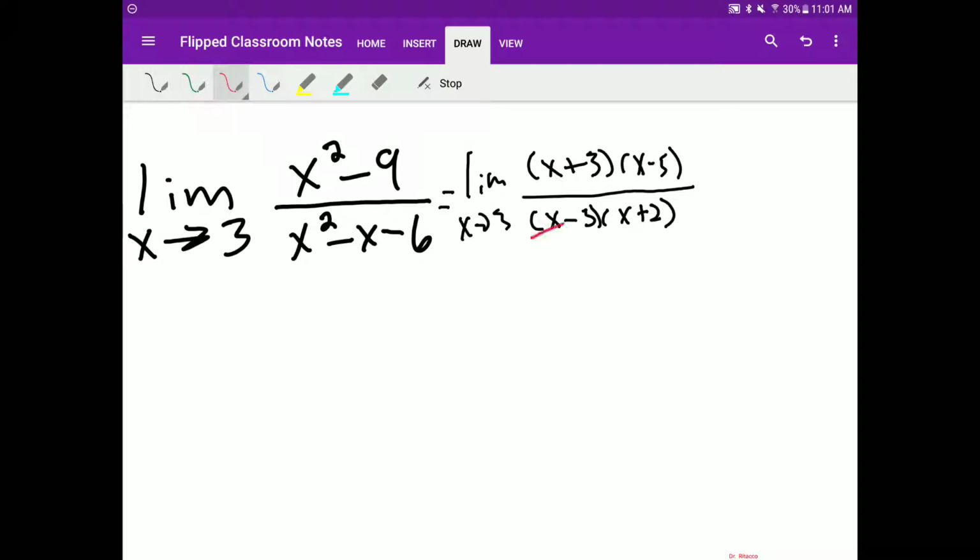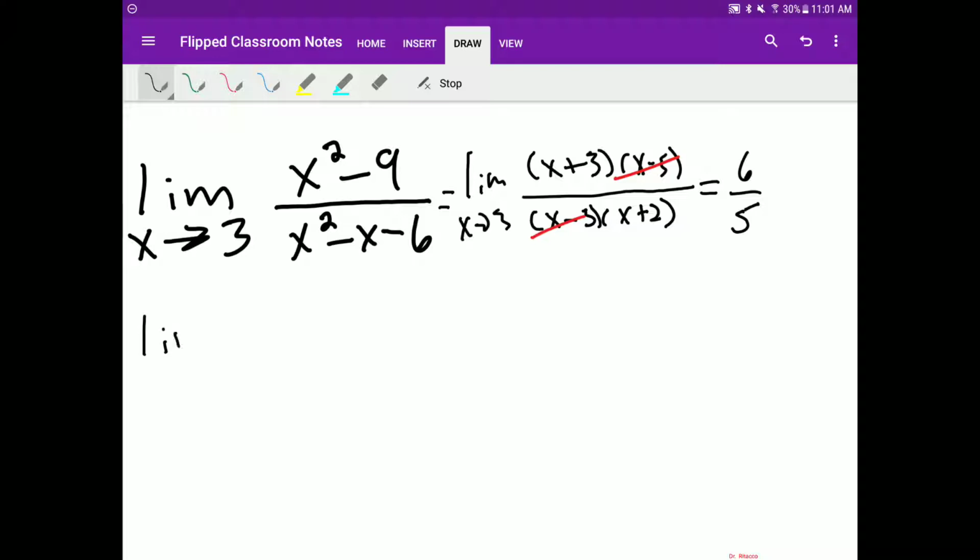And then we'd get a cancellation here, and we'd end up with a limit of x plus 3 over x plus 2, which we could then do the direct substitution, and we'd end up with 6 over 5. So then we'd say the limit as x goes to 3 of x squared minus 9 over x squared minus x minus 6 is 6/5. Remember, this gave us a problem in the beginning because if we plug in 3, we get 0 over 0, and that is not defined.